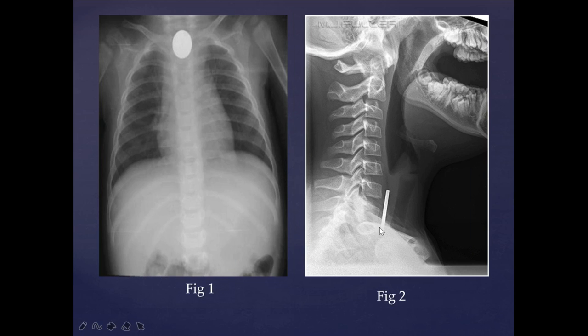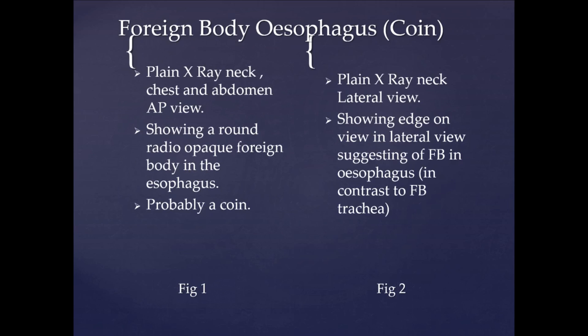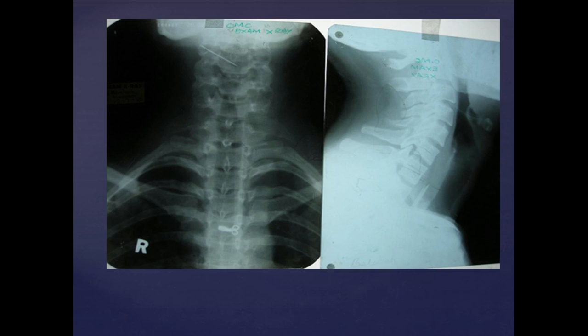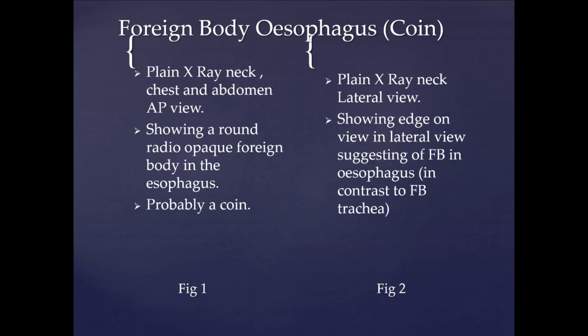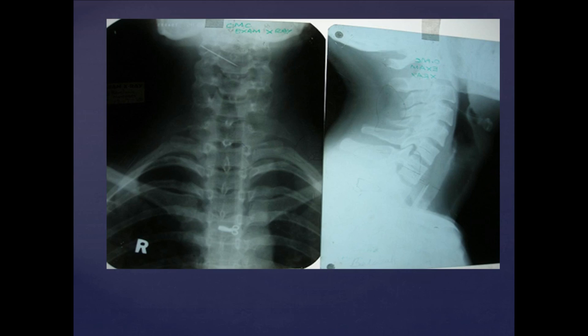So the commonest site for the foreign body esophagus is the cricopharyngeal sphincter. That is the starting point of the esophagus. That is the narrowest spot. Usually you will see these foreign bodies in that region. So treatment is you have to remove the foreign body under general anesthesia by using the endoscope. Okay, under general anesthesia.